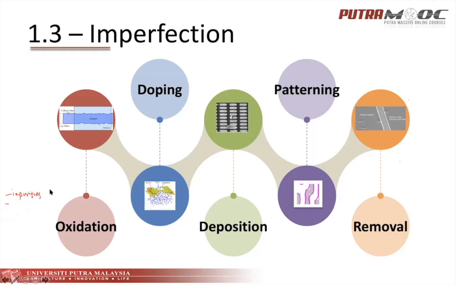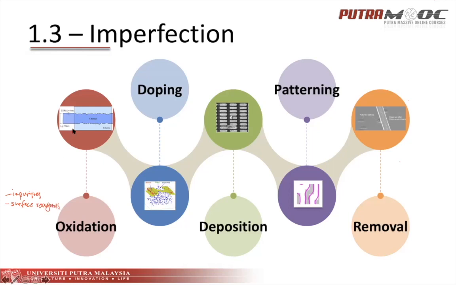What else do you think can happen during the oxidation process? The oxide thickness maybe not as what we planned. Okay. Very good. So there's a specific term. We call it surface roughness.